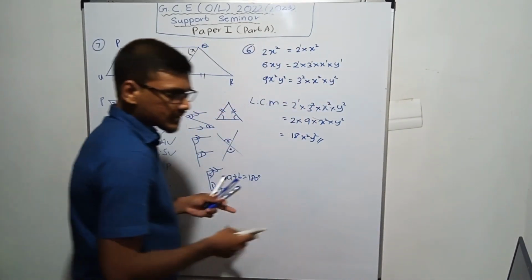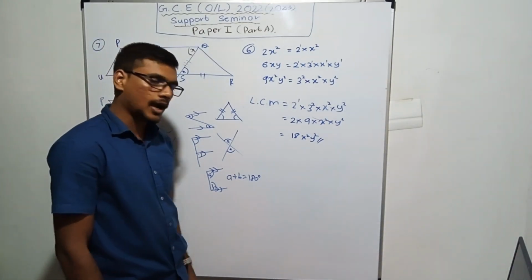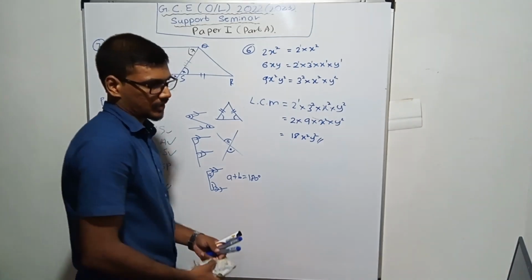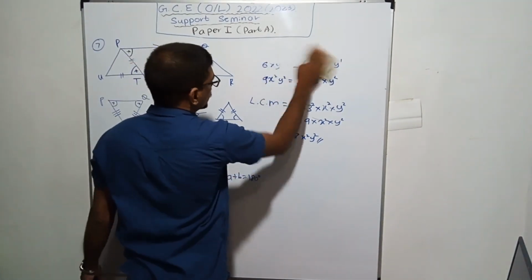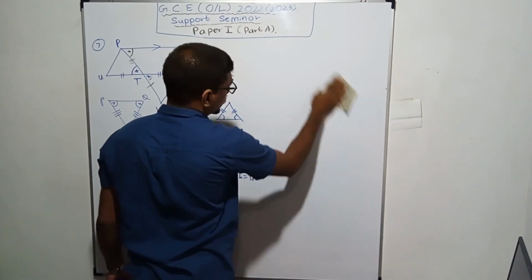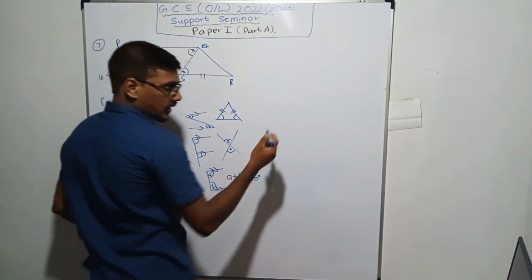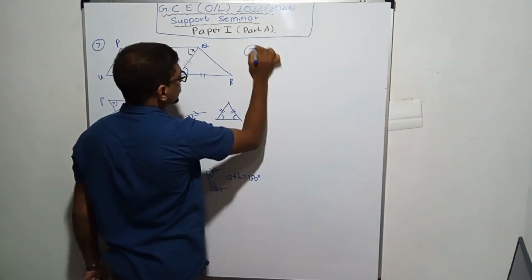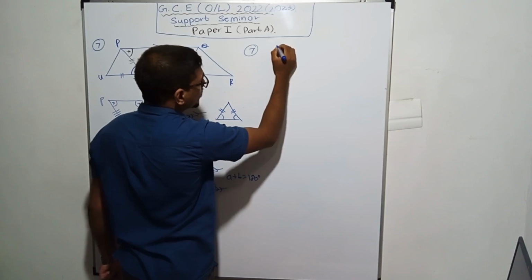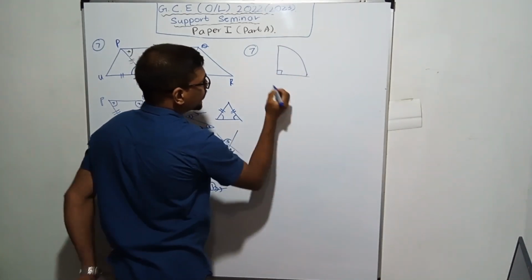The perimeter of the sector in the given figure is 50 centimeters and the arc length is 22 centimeters. Find its radius. Question number 7. Perimeter is 50 centimeters and arc length is 22. So they have given us a shape. Perimeter is given. What will be the perimeter of this shape?